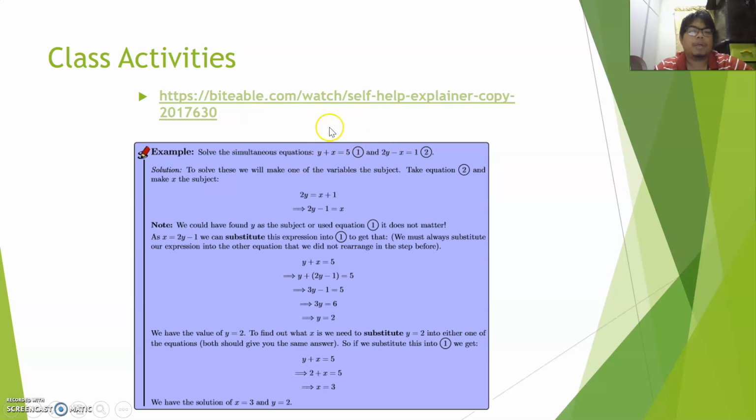Let's say I take the first equation, y plus x equal to 5. Now I already have the value of y, so I just substitute the value of y here. Then we simplify it and we will get x. So the solution of our equation is x equal to 3 and y equal to 2.